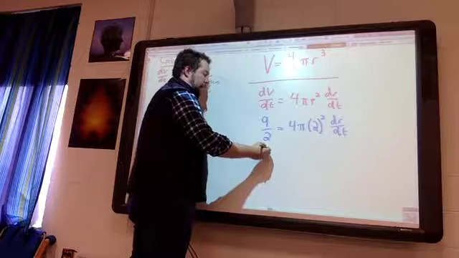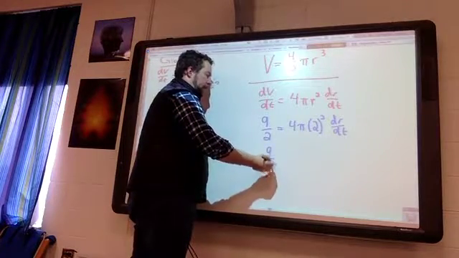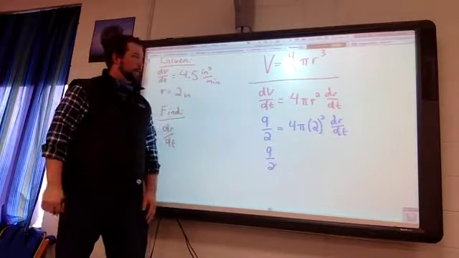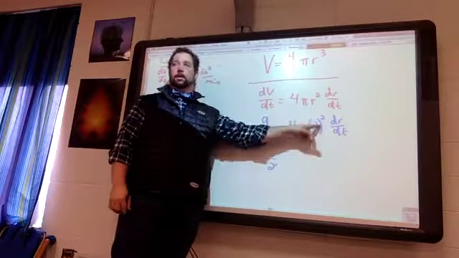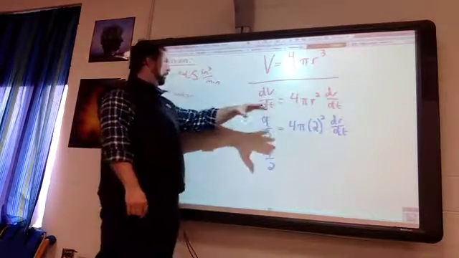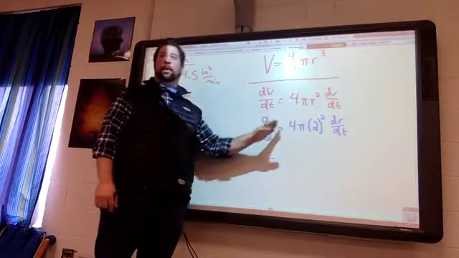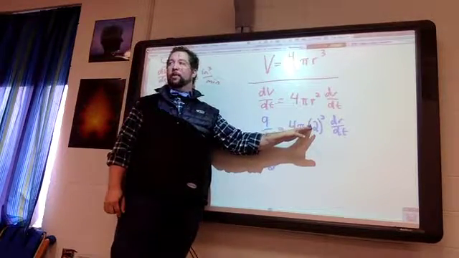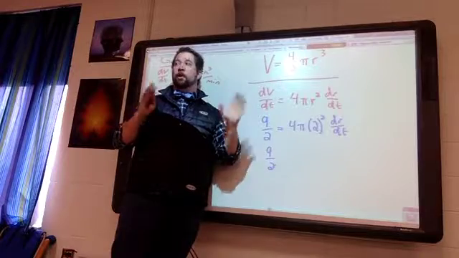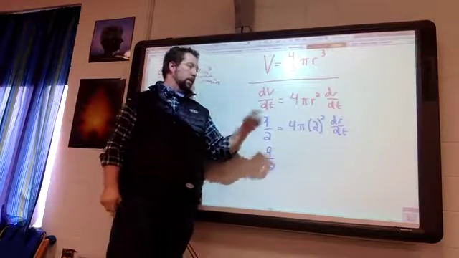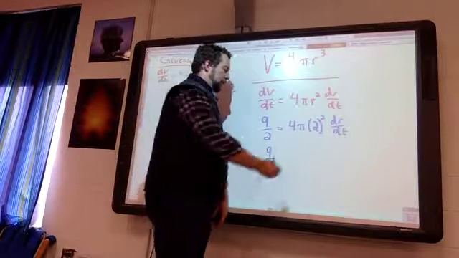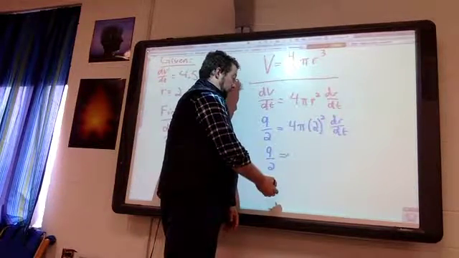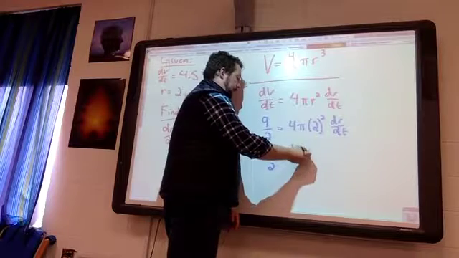All right, so we have 9/2 on one side, which is in cubic inches per minute. Over here, this is square inches. So we didn't have to do any conversions here, thankfully. All right, this side, 2 squared is 4. 4 times 4 is 16.